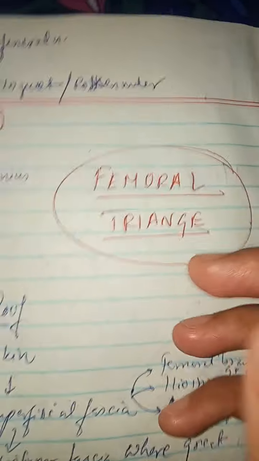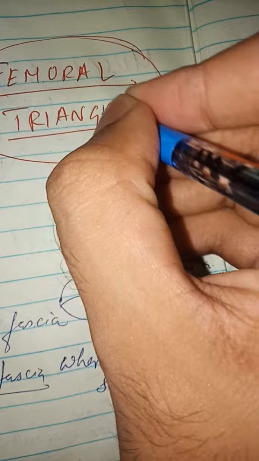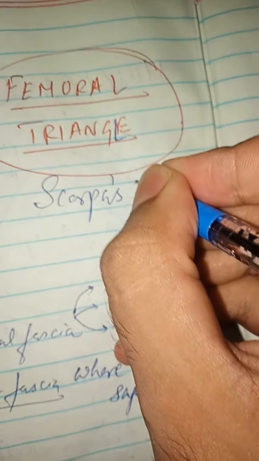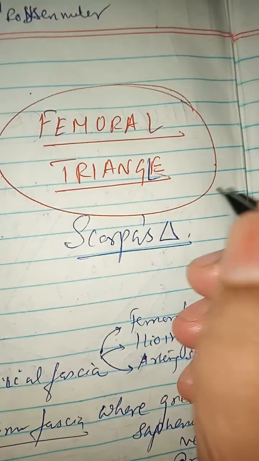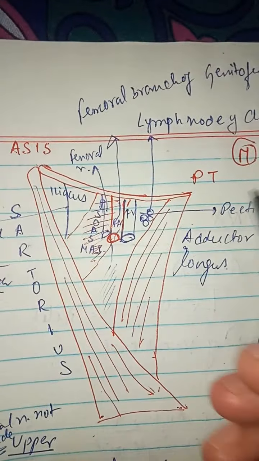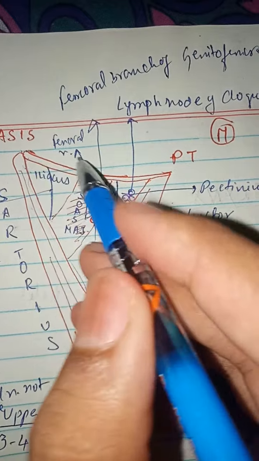So coming to the femoral triangle, it is also known as Scarpa's triangle. Okay, so its another name is Scarpa's triangle. So what is the boundary of the femoral triangle? So this is the femoral triangle.